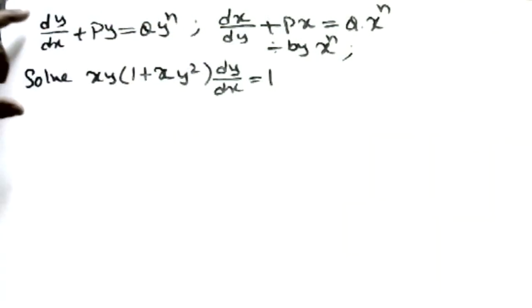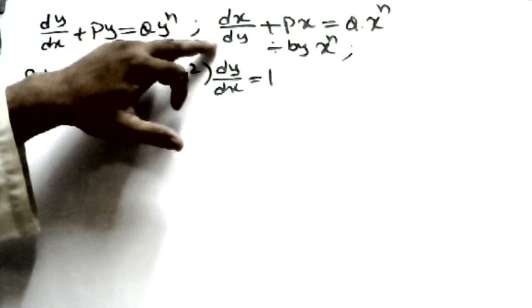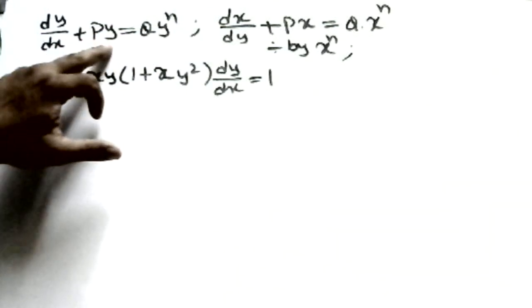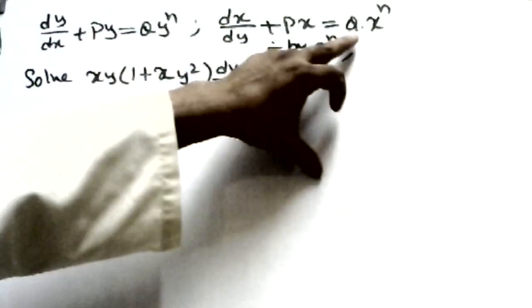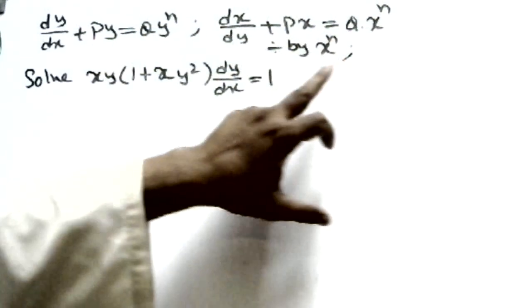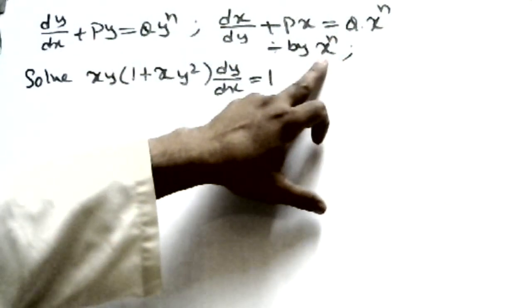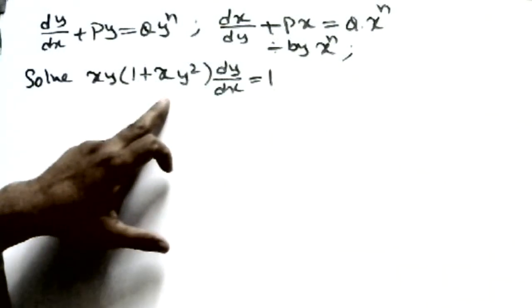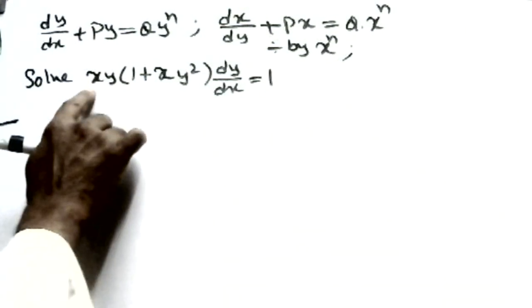Sometimes the question will be reversed like this, dx by dy. In place of dy by dx, we'll have dx by dy plus px equals q into y power n. Here it will be x power n. So here the method will be to divide each term by x power n. So let me do one question like this.